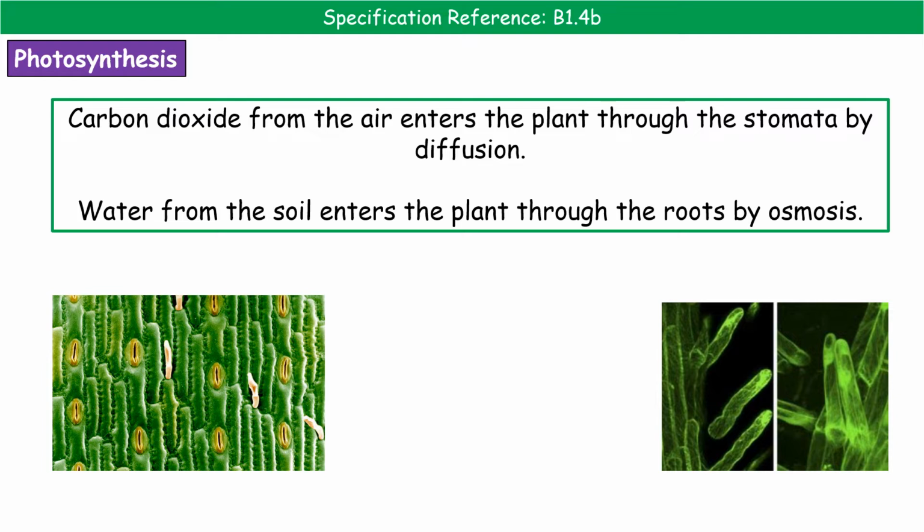As far as photosynthesis goes, we need two chemicals at the start: carbon dioxide and water. Carbon dioxide comes from the air around the plants, and it will enter them through the stomata in a process of diffusion. Now, diffusion is going to come up in B2, but just as a reminder, that's where those chemicals are moving from an area of high concentration to an area of low concentration. The second one, water, comes from the soil, and it'll enter the plants through their roots by the process of osmosis. Again, we'll look at osmosis in more detail in B2.